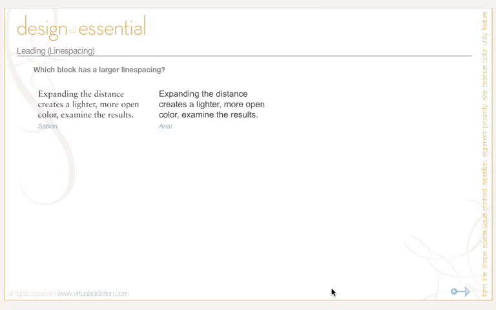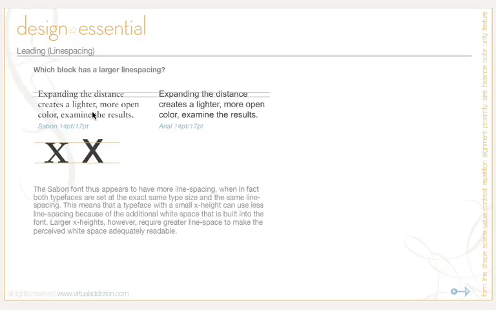If we look here at these two examples, which block of these has larger line spacing? So you can see this is written in Saban and this is written in Arial. If we look, they actually are set at the exact same size and the exact same line spacing. But if you look closely, you can see that the X height of Arial is more than Saban. So the Saban font appears to have more line spacing, but in fact both of the typefaces are set at the exact same type size and the same line spacing.